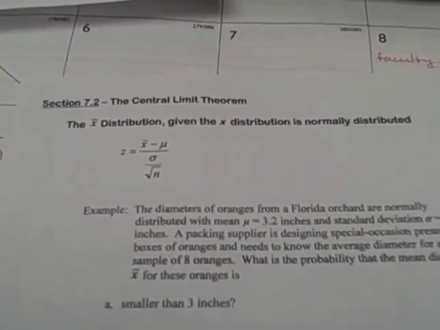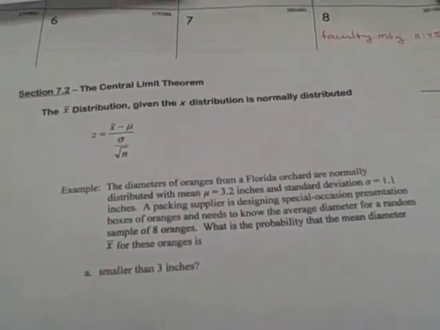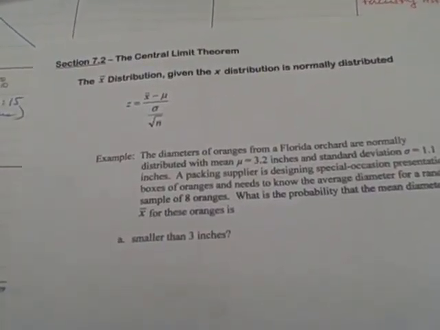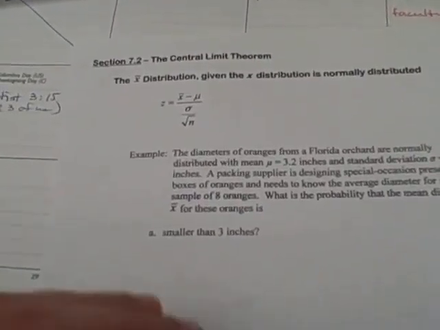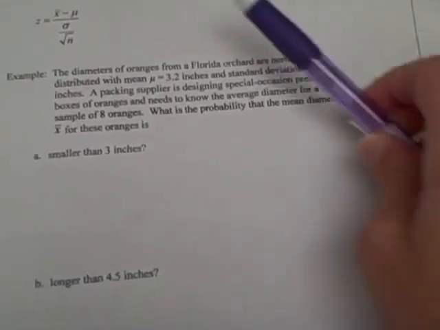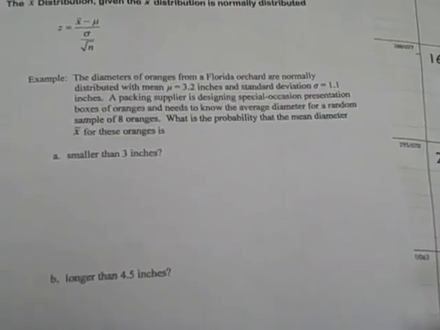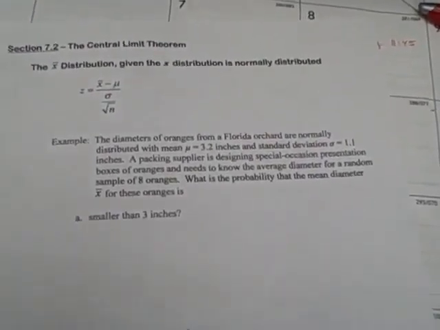Okay, section 7.2. Now we are going to be working with the x-bar distribution that we just talked about in 7.1. First of all, these first examples, we're starting with the normal distribution. So immediately we know we can change x-bar into z using this formula.